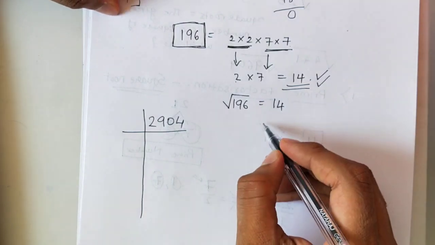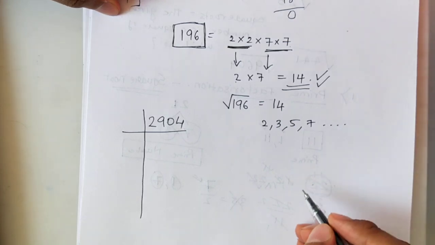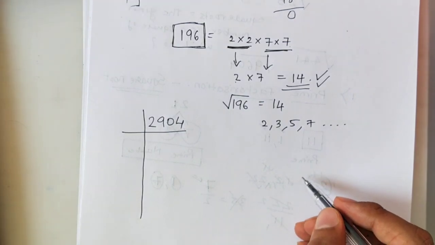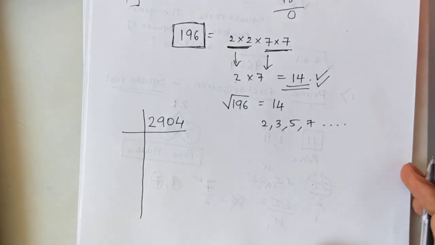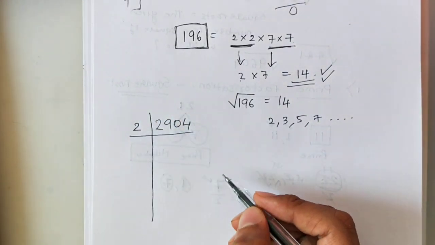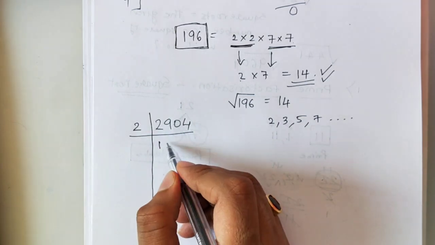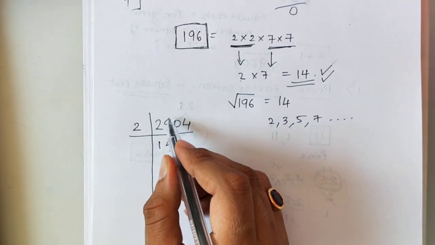Okay, I gave you that you have to start with 2, then 3, check 5, then 7, like this, all the prime numbers. You have to start with the prime numbers. So let's start. Let's start with 2. So 2 ones are 2, then 2 fours are 8.